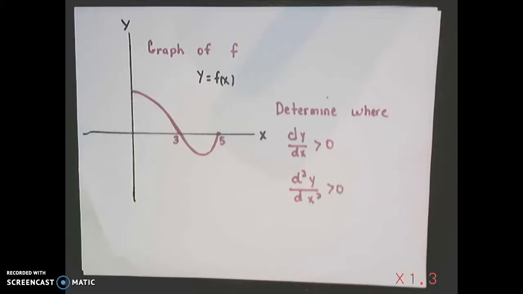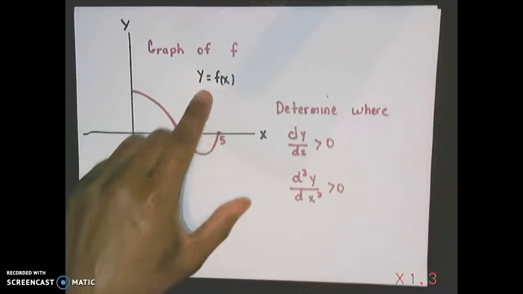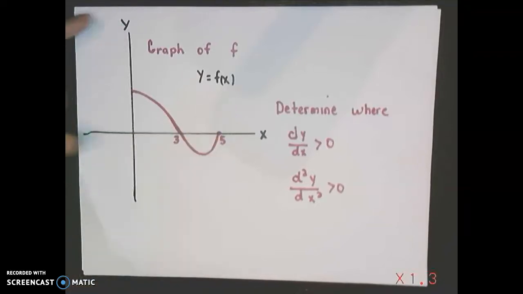This video that we're doing today is basically over analyzing graphs. Basically, you can analyze a graph from the first derivative, second derivative, and then the last thing we'll talk about is points of inflection. So let's look at this graph. I just labeled this the graph of f, and y is equal to f of x.